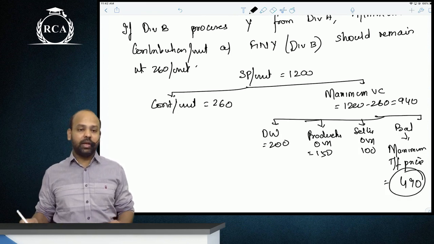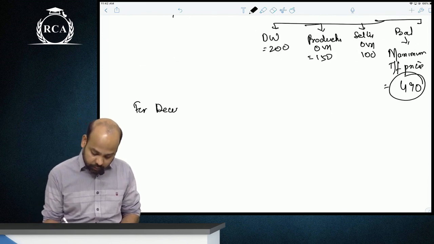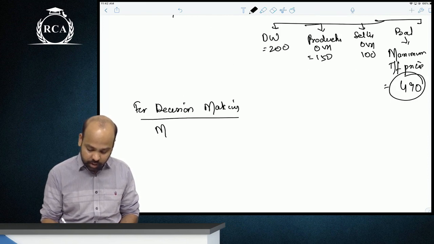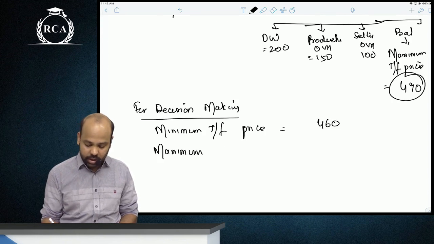For decision making, 490 is the maximum transfer price. Forget everything else. For decision making, I have come to my conclusion: the minimum transfer price is 460 rupees, and the maximum transfer price is 490 rupees. They will be willing to pay us 490.